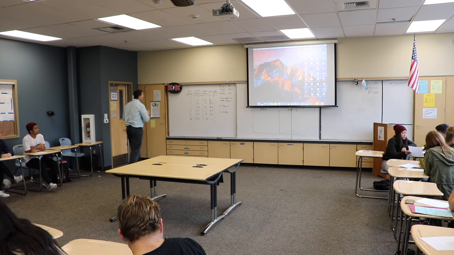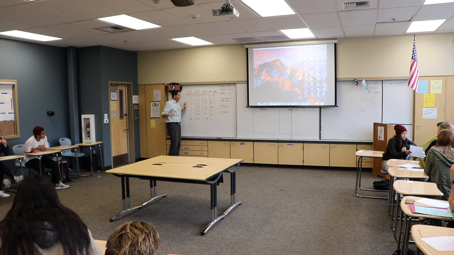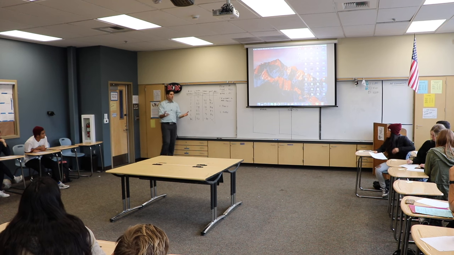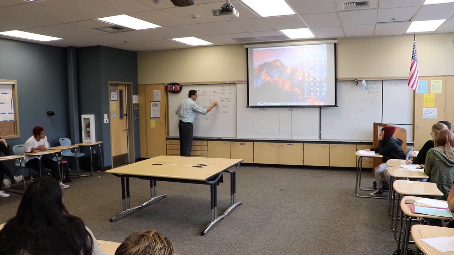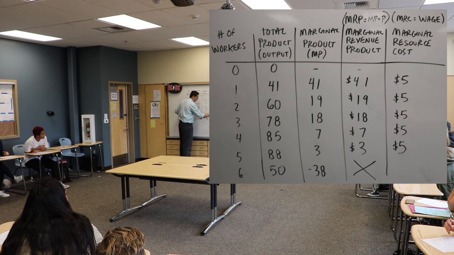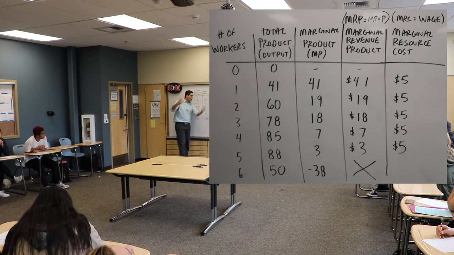All right, bring it in. I'm gonna help you out a little more, because I care about you. Marginal resource cost, a new concept. What's the additional cost of another worker? How much does a worker cost to your company? $5. What's another worker cost to your company? $5. What's another worker cost? They always cost you another $5. Why? Because the wage is $5. Right, if the wage is $5, then the additional cost from their worker is $5.